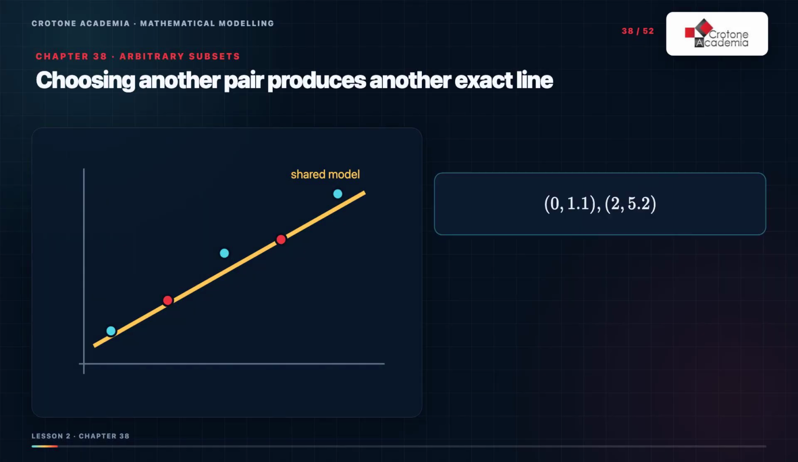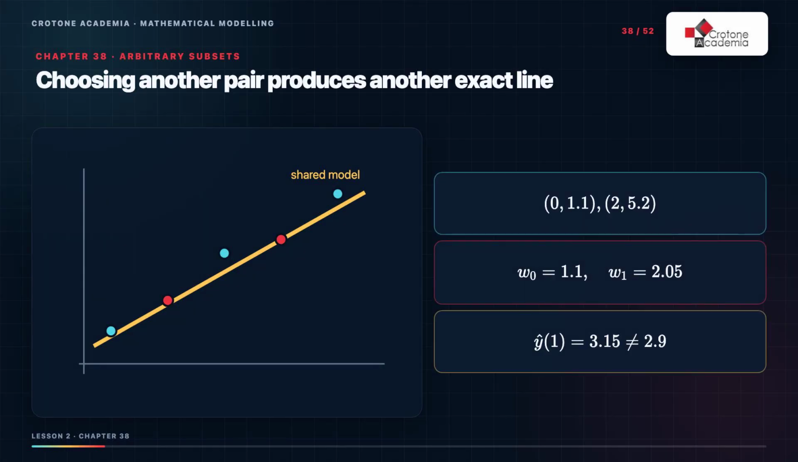Choose the first and third points instead. The intercept remains 1.1, but the slope becomes 2.05. At x equals 1, this line predicts 3.15 rather than the observed 2.9. A line has two parameters, so any 2 points with distinct inputs can select a line. But different pairs select different lines. Why discard the remaining evidence, and why privilege one pair? An estimation method should use all available observations rather than an arbitrary subset.